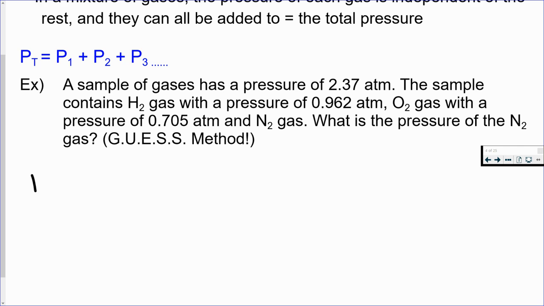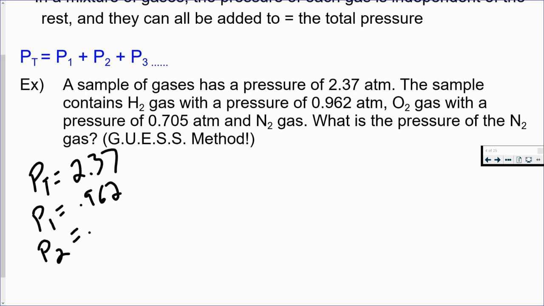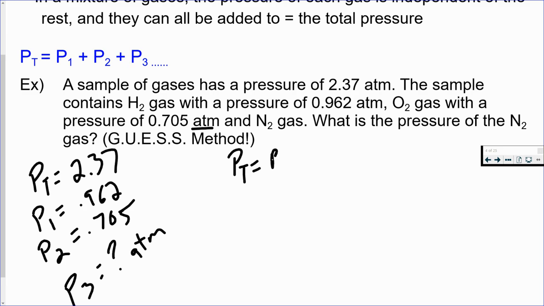So we have PT, 2.37. We got a P1, I'm going to use 1 for hydrogen, and that is 0.962. We have a P2 for oxygen, which is 0.705, and we're trying to find P3, which would be for nitrogen. So I don't know what that is, but the units would be the same units from the other ones, so that's atmospheres. So then PT is equal to P1 plus P2 plus P3.